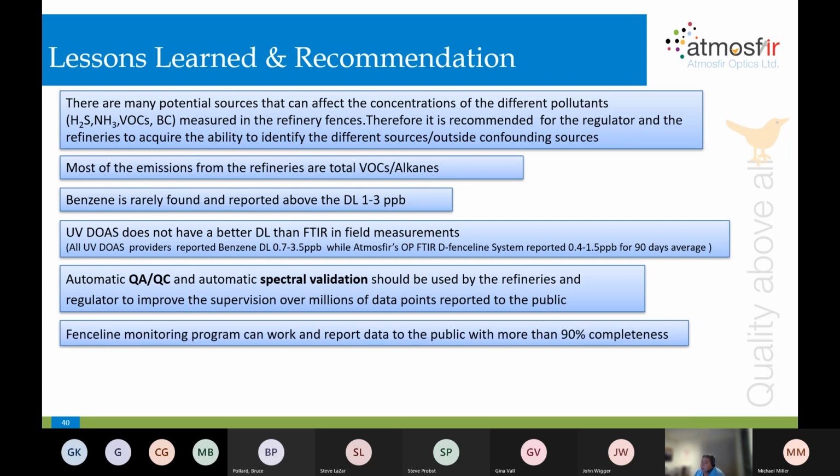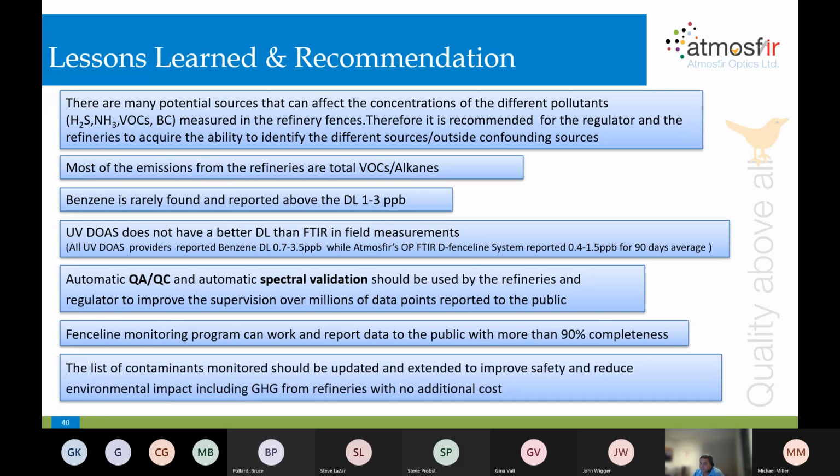Fenceline monitoring programs can work. We saw that all the refineries did it in less than a year and reported data to the public with more than 90% completeness. The list of monitored contaminants should be updated. I think every refinery should at least measure the same compounds, and this is not the case if you go into California. The Bay Area has a different list, the South Coast has a different list, and again, inside the counties, some of the refineries have different lists.